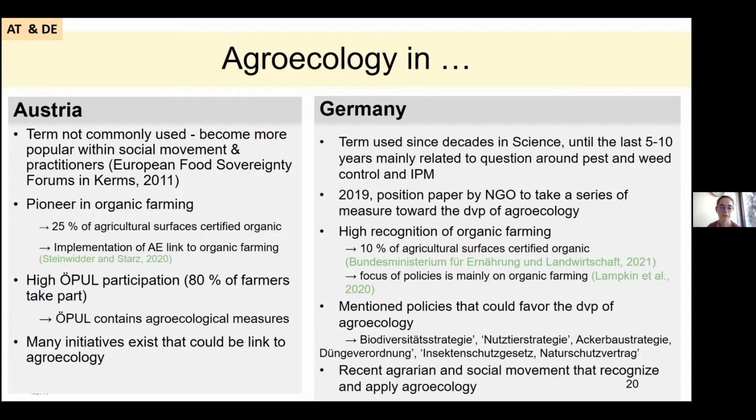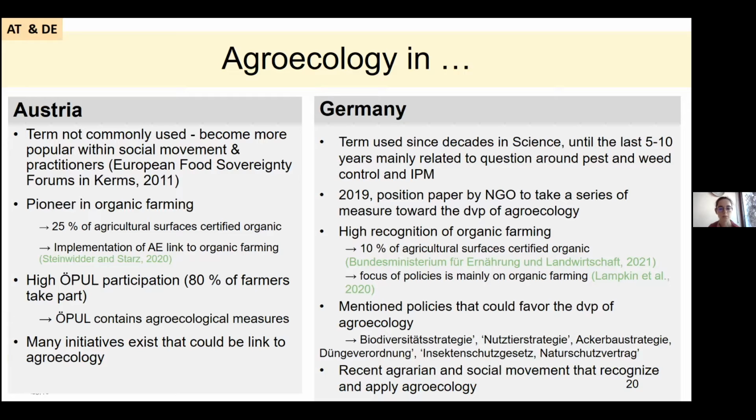As I said before, all key informants talked about organic farming playing an important role in both countries. A quarter of Austria's agricultural surfaces are certified organic, and Austria really has a pioneer role in Europe. In Germany, around 10% of agricultural surfaces are certified organic.